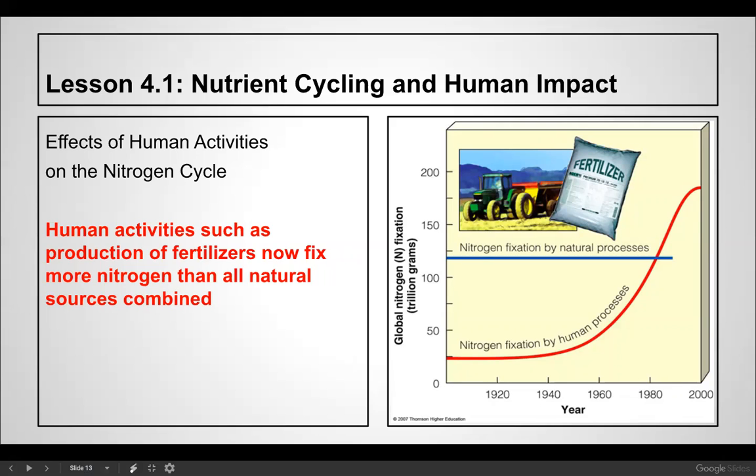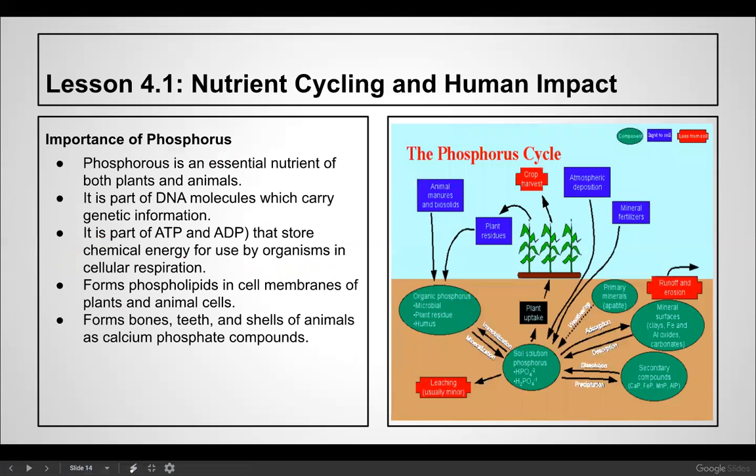So if you look at the graph from 1920 to 2000, nitrogen fixation by human processes has been increasing at a dramatic rate. So we're making more than nature is producing. Human activities such as production of fertilizer now fix more nitrogen than all natural sources combined. It's because we have to feed more people, so we need to have more crops per acre. So we have to put more nitrogen down.